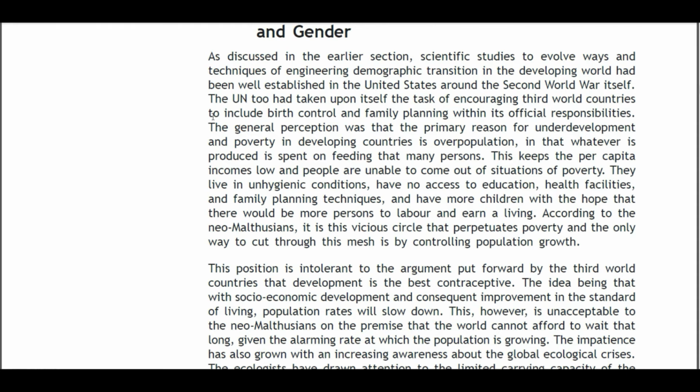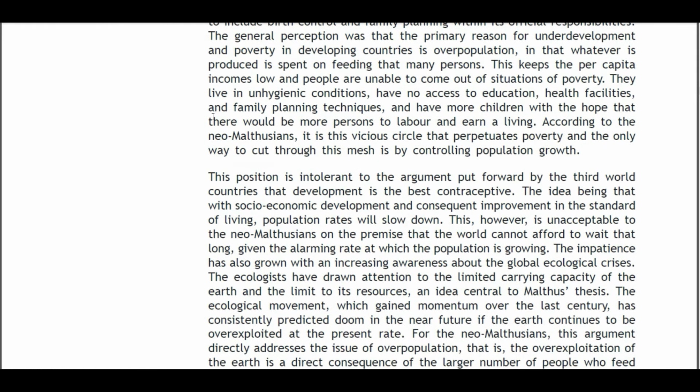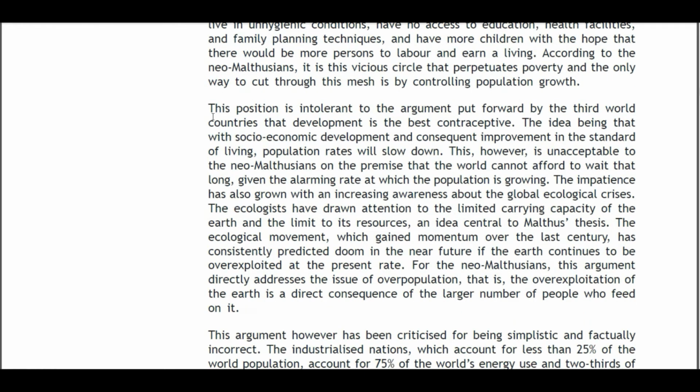According to Neo-Malthusians, it is this vicious circle that perpetuates poverty, and the only way to cut through this mesh is by controlling overpopulation. This position is intolerant to the argument put forward by the third world countries that development is the best contraceptive, the idea being that with socio-economic development and consequent improvement in the standard of living, population rates will slow down. This, however, is unacceptable to the Neo-Malthusians on the premise that the world cannot afford to wait that long, given the alarming rate at which the population is growing.